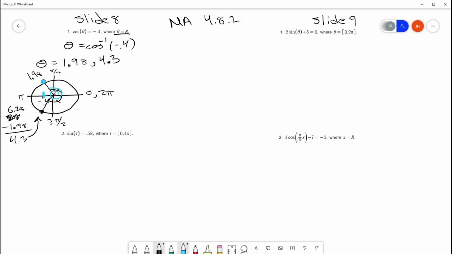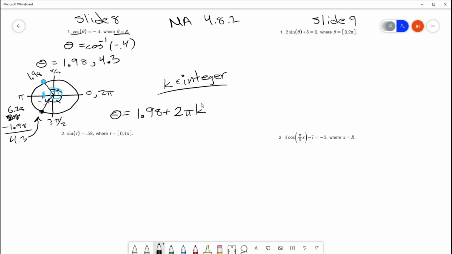So I need to account for the fact that I can do any amount of loops around the unit circle. So what I'm going to do is I'm going to say my solution is actually theta is 1.98 plus a full loop. In the context of just cosine, the period is 2 pi. So I can add 2 pi and I can add any number of 2 pi's. So that's why I use k, because I'm claiming that k is in integers. So k is an integer.